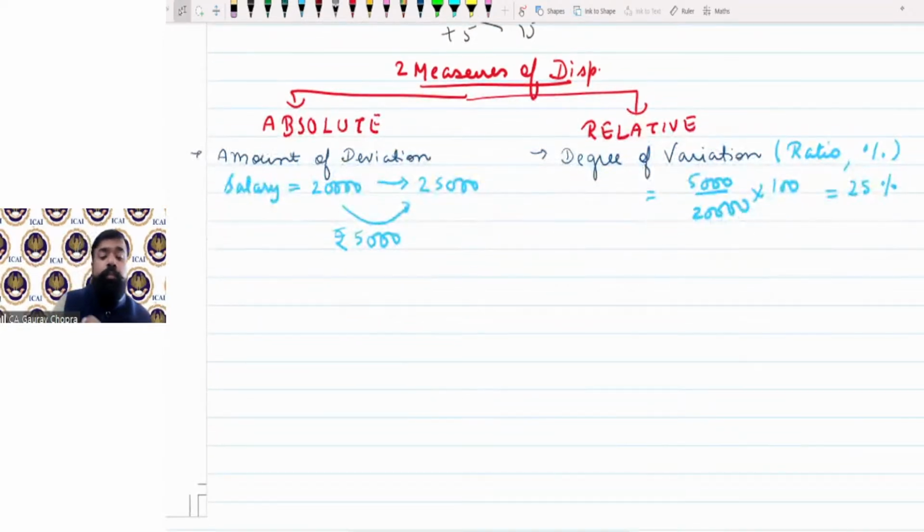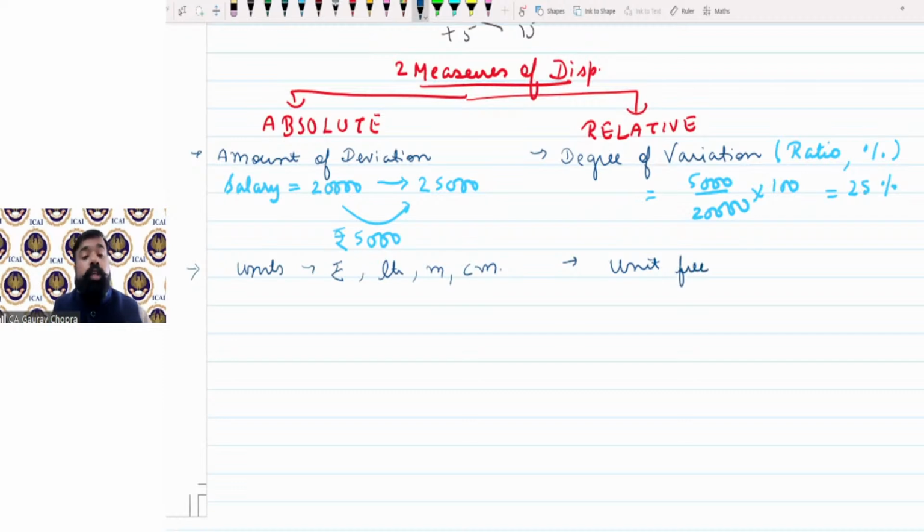So there are some more differences. The other difference is whenever we are talking about absolute measure, it is having unit. It can be rupees, liter, meter, centimeter. Any unit is possible in absolute measure. Whereas in relative measure, it is unit free. There is no unit involved here. It is completely unit free because it is expressed in terms of ratio or in terms of percentage.